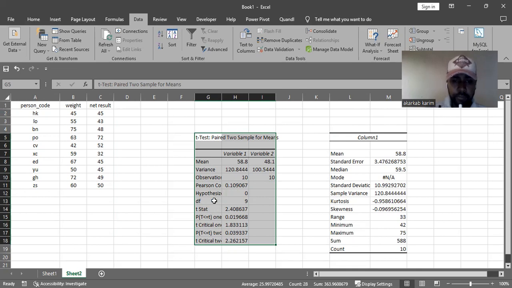Hypothesis, we have degree of freedom is 9 because it's 10 minus 1, as I said before. Well, we have this 36, this value, and we have the p-value here. Okay, we have p-value here and here.